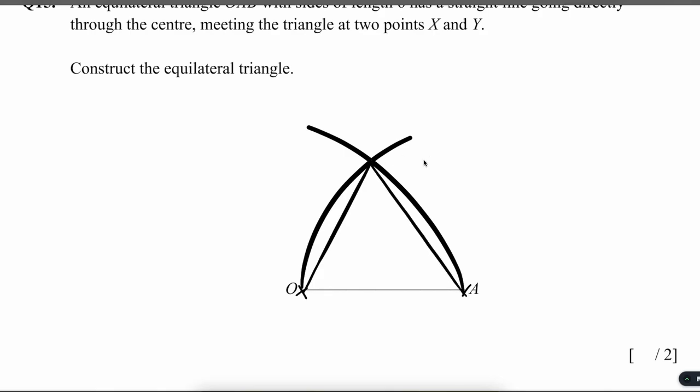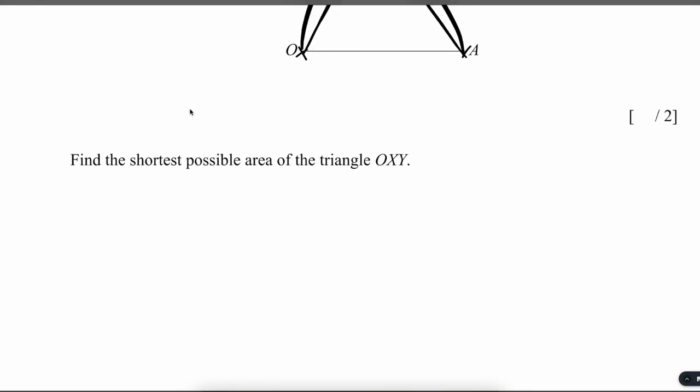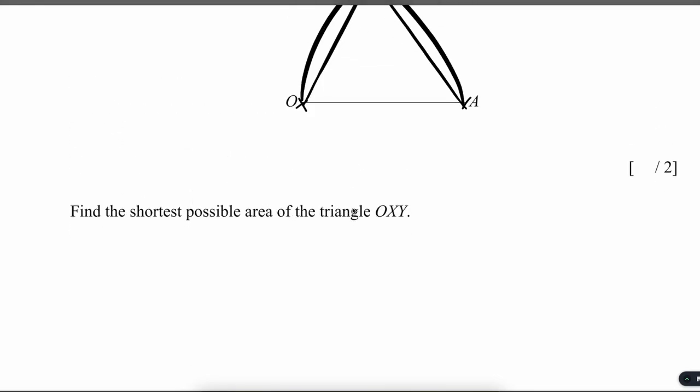And that would be your equilateral triangle. Obviously I haven't used an actual compass, so this is a little bit off. But that is how you get those marks there. Now next is find the shortest possible area of the triangle OXY.